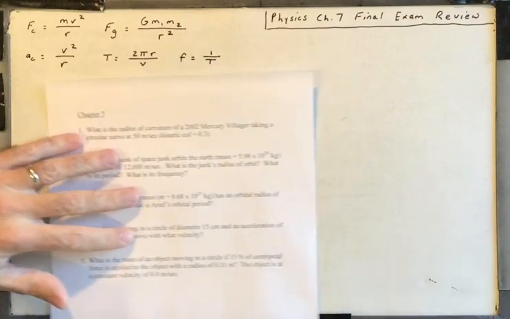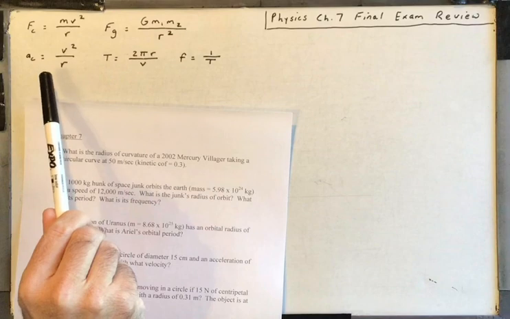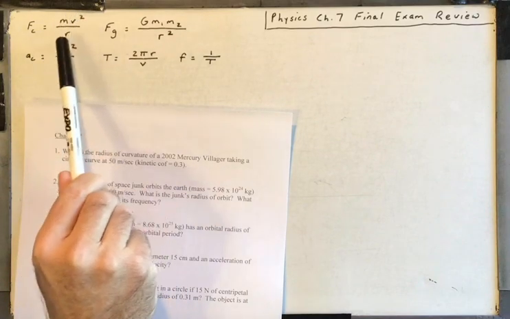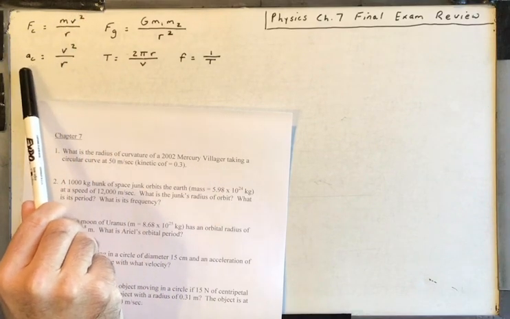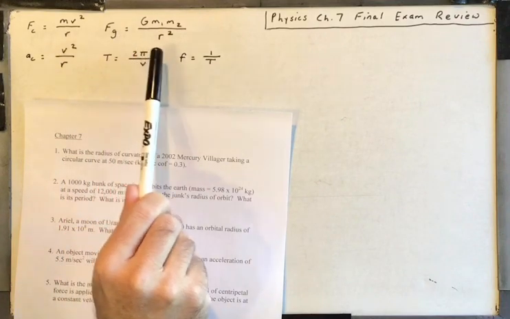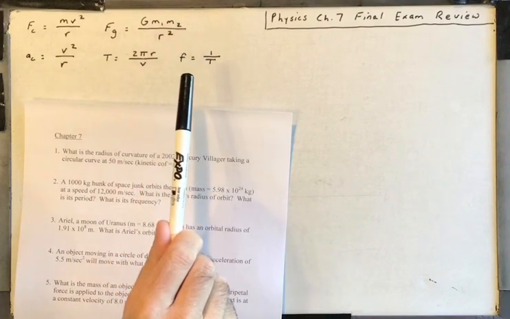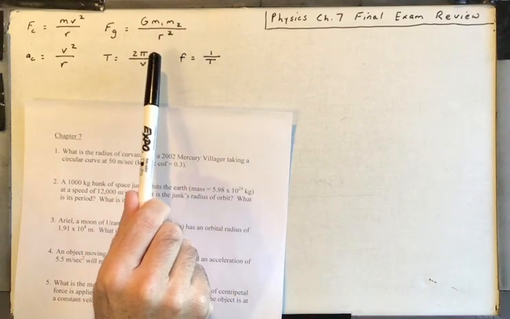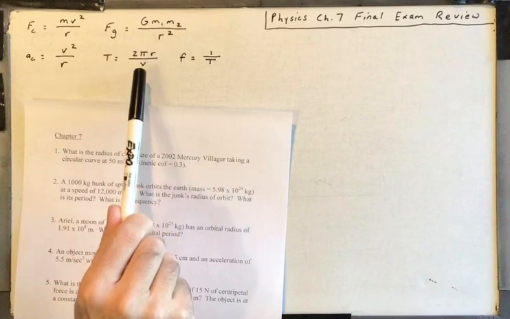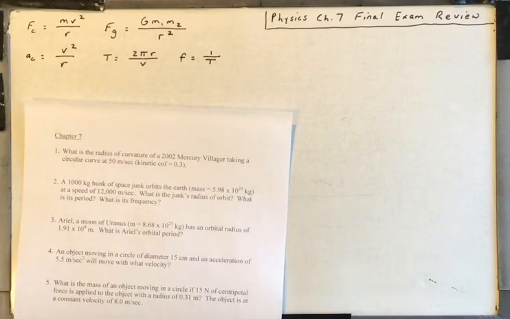So with chapter 7, some of the equations I went ahead and put up here at the top of my board. Centripetal force, mv squared over r. Centripetal acceleration, v squared over r. The force of gravity equation, G times m1 times m2 over r squared. Period for circular motion, circumference over velocity, and then frequency is just 1 over the period.